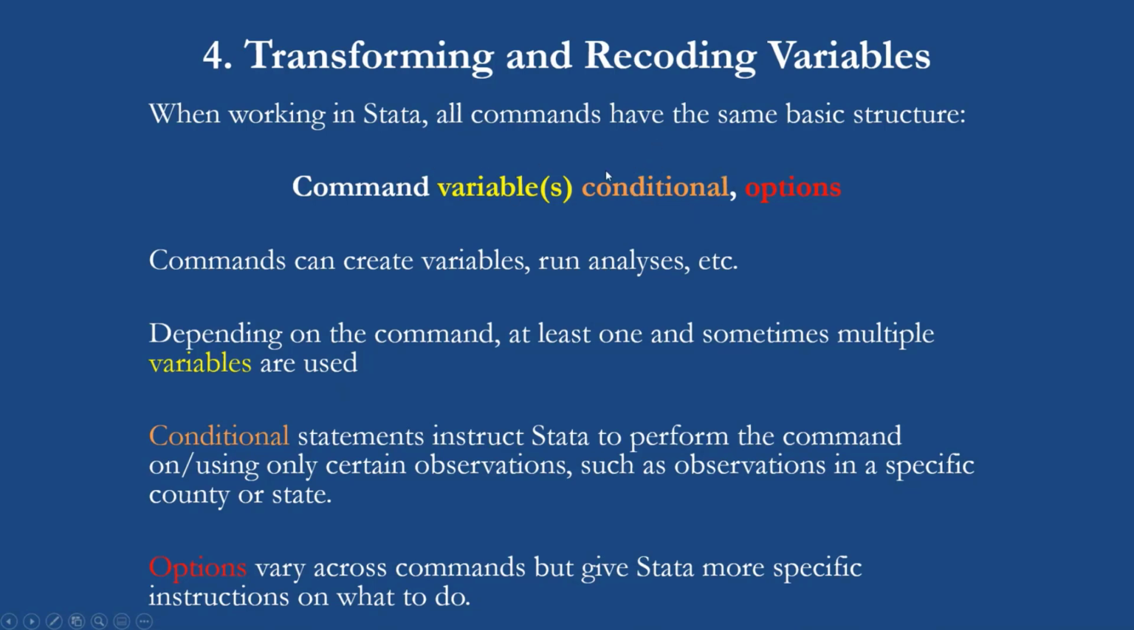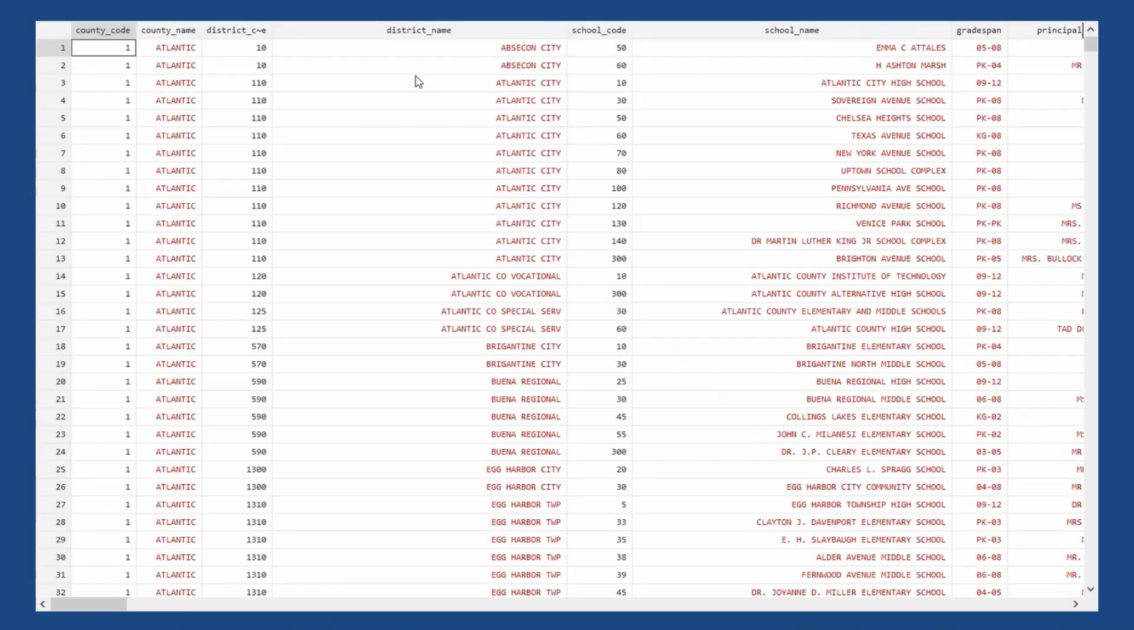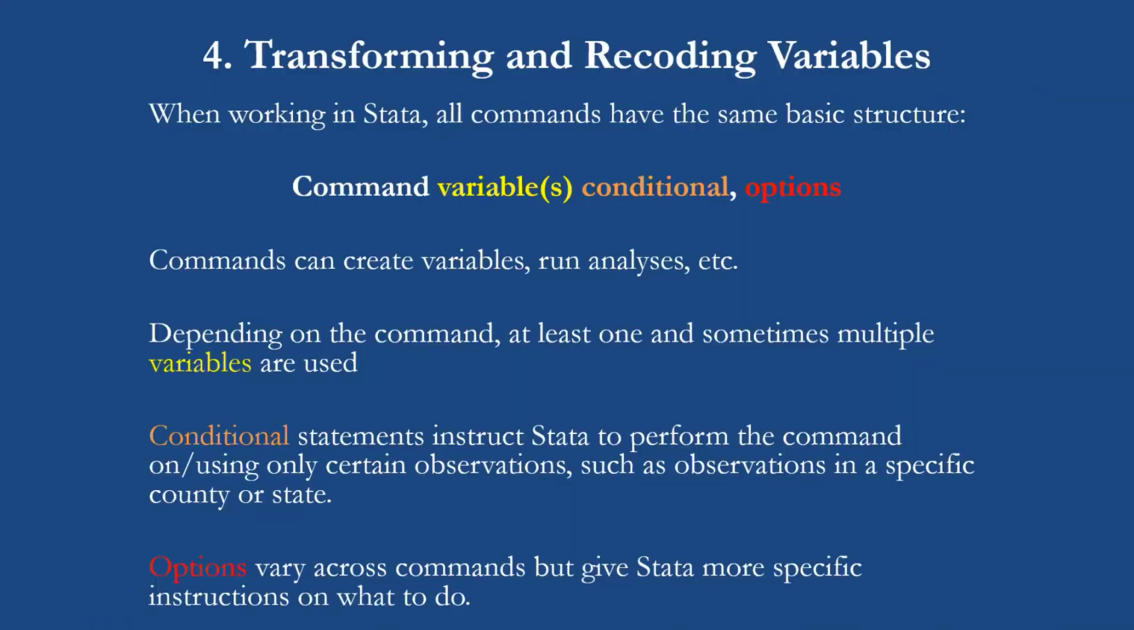This part here, the conditional, is not necessary. Every time that you do something in Stata, you're not always going to have a conditional statement. But what that does is it tells Stata to perform that command only on certain observations. Say I wanted to do something, but only for the schools in Atlantic County. I would just use a conditional statement and I don't have to do anything else. I just tell Stata to do this command, but only for the schools in Atlantic County, and then that's what it'll do. So that's what a conditional statement is for.